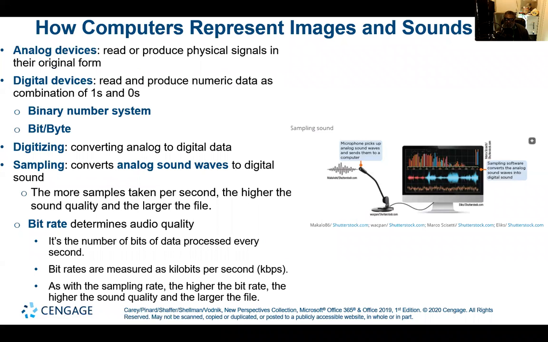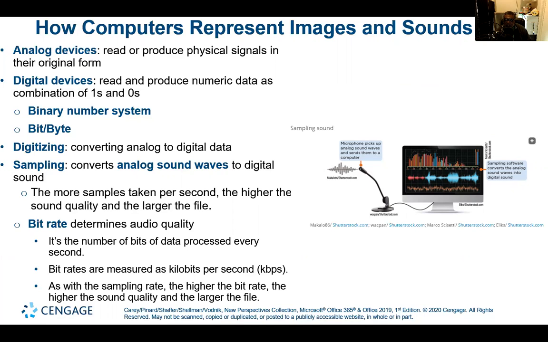An analog device reads or produces physical signals in the original form. This means that it's going to give you sine waves. Digital devices read and produce numeric data as combinations of ones and zeros. Binary number system is the one and zero system. Bit and byte, as we discussed before, a bit is the smallest part of a byte. And a byte can be 16, it can be 32, it can be 64, it could be 128.